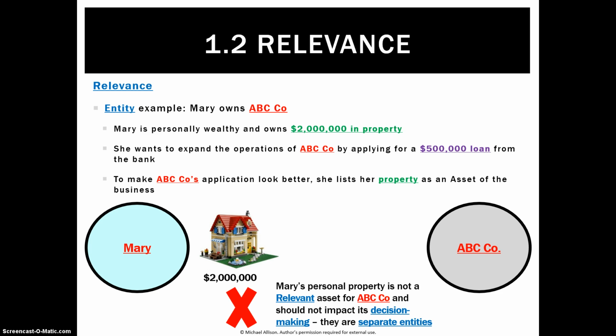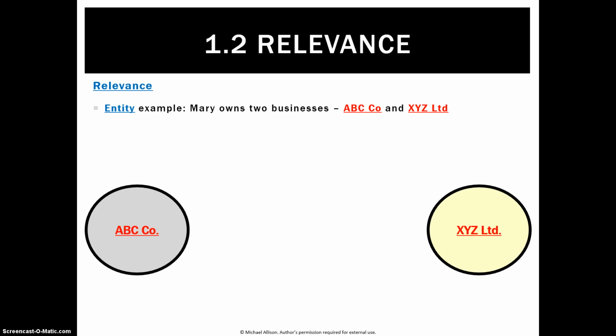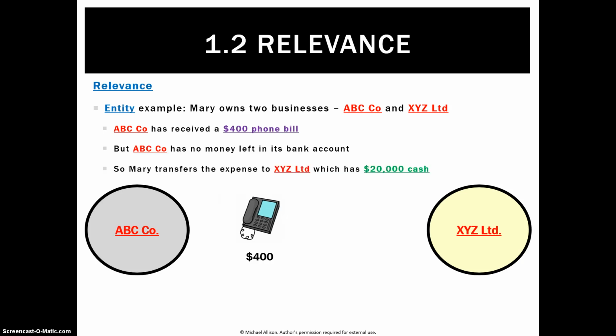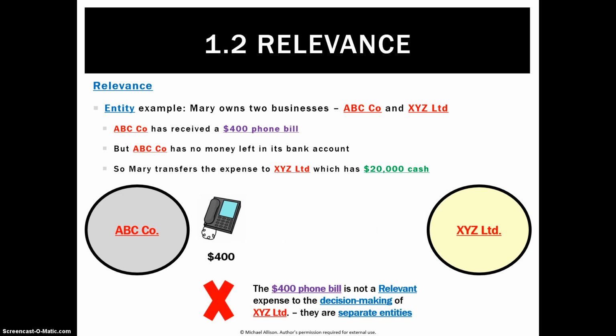They are separate entities. What about if Mary owns two businesses? She owns ABC Co. and XYZ Limited. ABC Co. has received a $400 phone bill, but they have no money left in their bank account. So what she decides to do is transfer that bill to XYZ Co., which actually has $20,000 cash in the bank. Is she allowed to do that? Absolutely not again. The $400 phone bill is not a relevant expense to the decision making of XYZ Co. They are separate entities, and therefore their expenses, their assets, their liabilities, all their financial information should be kept separate.